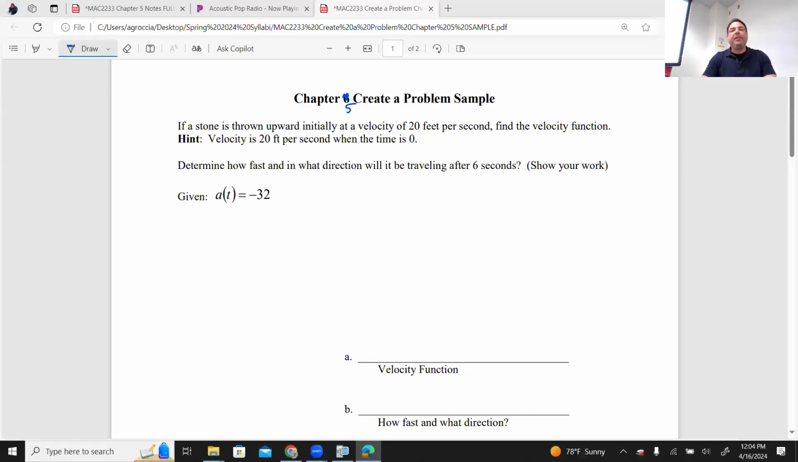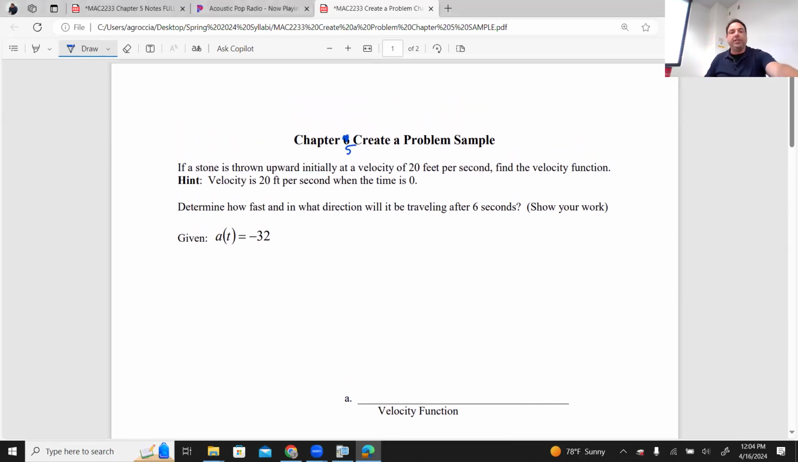So there's one application that fits well in this chapter, so I'm going to go over this. We remember that when you start with position and you take the derivative of position, you get velocity, rate of change. And if you take the derivative of velocity, you get acceleration. And that was our second derivative.